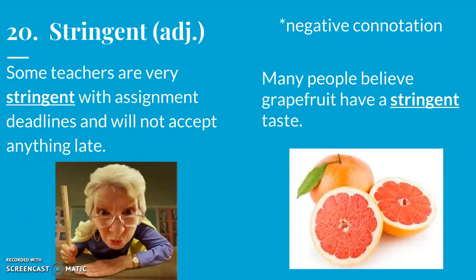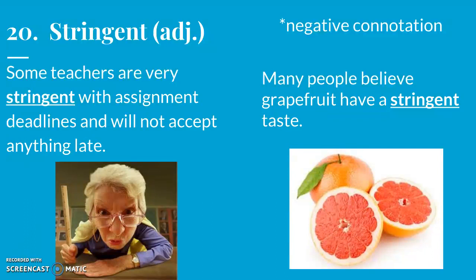And last but not least, we have the word stringent, which is an adjective. The definition for stringent is very strict or severe, or a totally different way to use the word is to describe something that is sharp or bitter to the taste. So this has a negative connotation. When we think of somebody being very strict, that has a negative connotation. When we think of something that is very sharp and bitter to eat, that also would be negative.